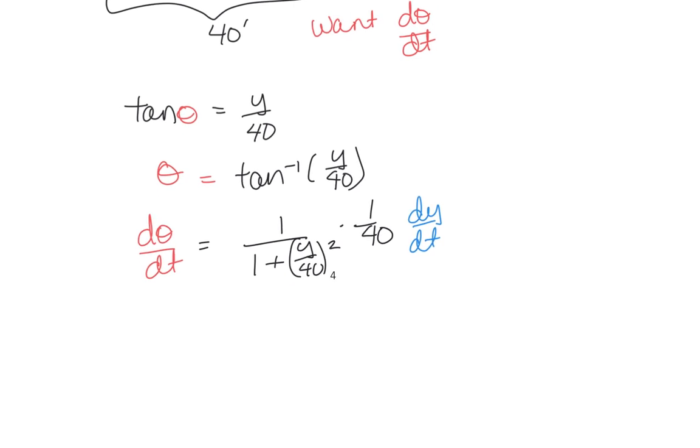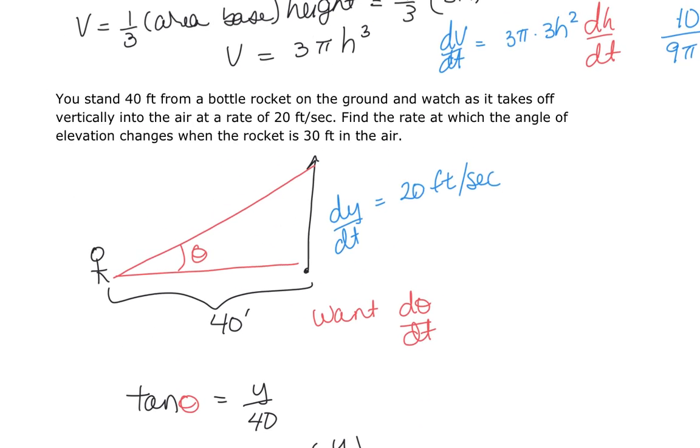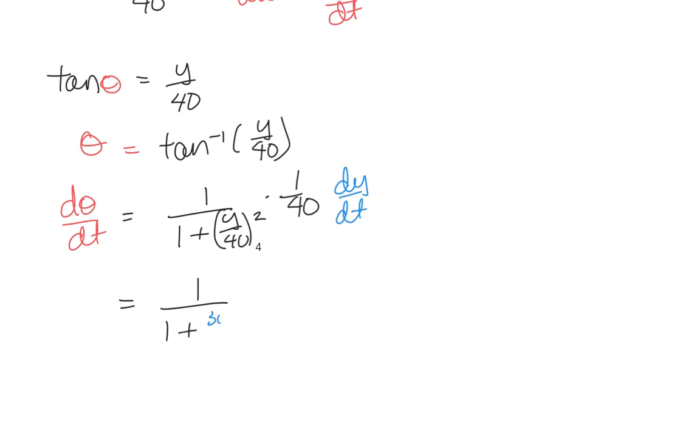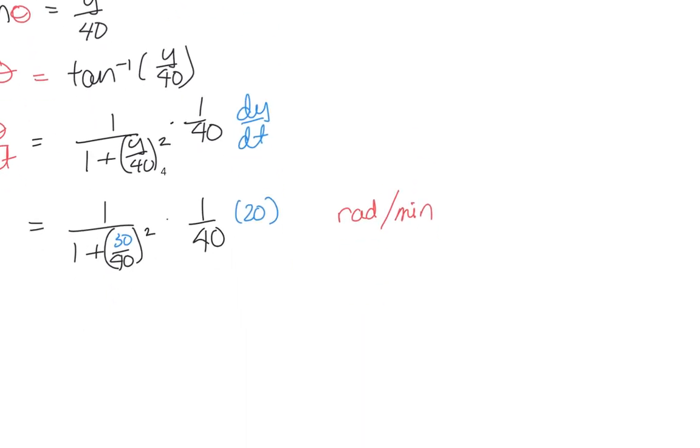All right, so now I can just plug in everything. Do I have the y? The answer is yes, because I want to know when it's 30 feet in the air. So this is going to be 1 over 1 plus (30 divided by 40) quantity squared, multiplied by 1 over 40. My dy/dt was the 20. And then whatever that equals, and my units, because it is an angle, are going to be radians per second, since that's my time unit from before. And then whatever that ends up becoming, to 4 or 5 decimal places.